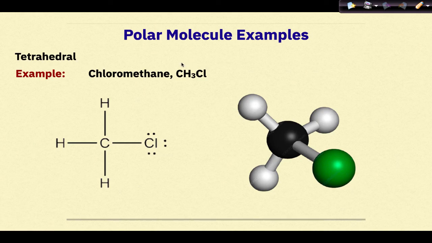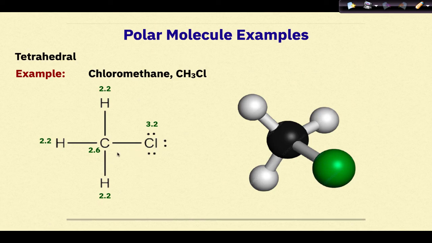Our next example is chloromethane, CH3Cl, which has a tetrahedral molecular geometry. Like before, our first step is going to be to look at our molecule and notice what elements are involved. Then move on to assign electronegativity values to all of our elements. So hydrogen is 2.2, 2.2, and 2.2. Carbon is 2.6, and chlorine is 3.2.